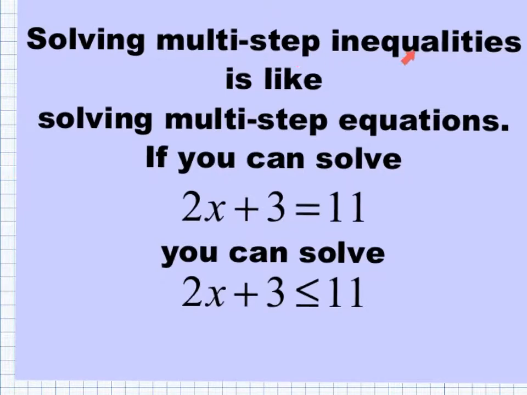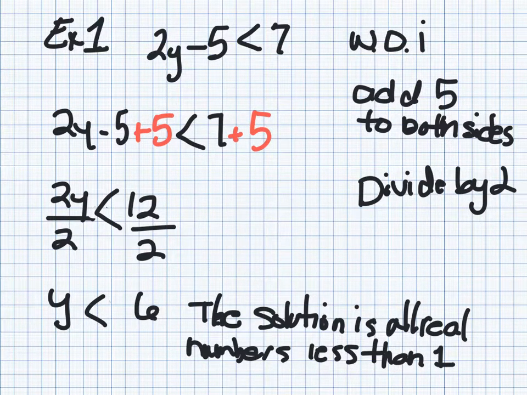Solving multi-step inequalities is like solving multi-step equations, which you've been doing. If you can solve 2x plus 3 equals 11, you can also solve 2x plus 3 is less than or greater than 11. This is example 1. It's on page 336 in your book.